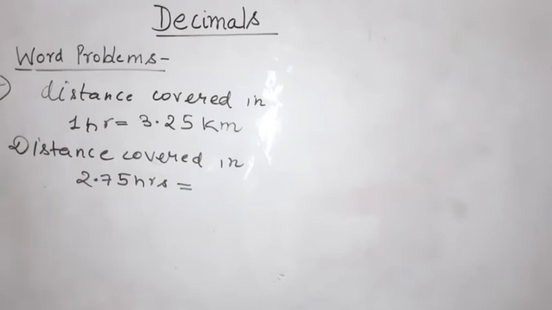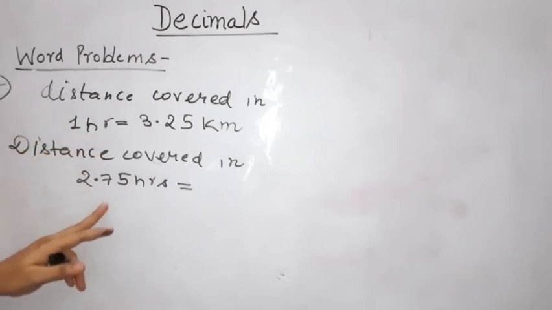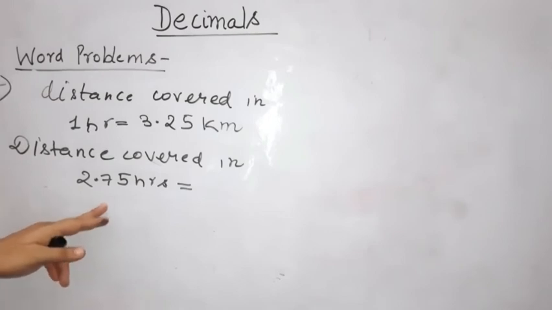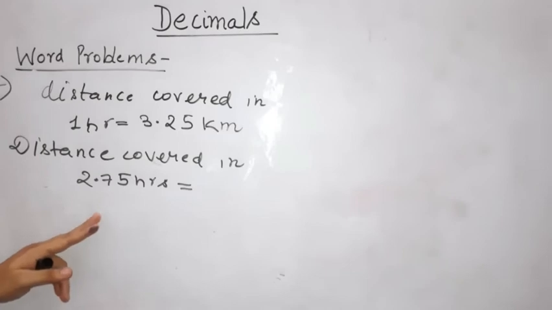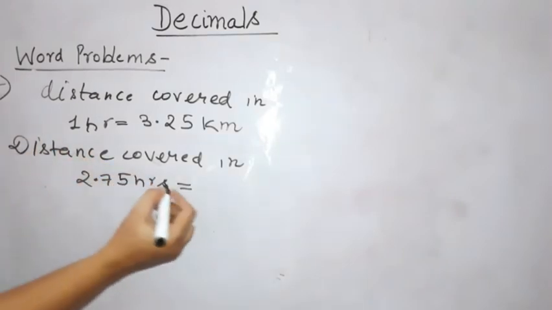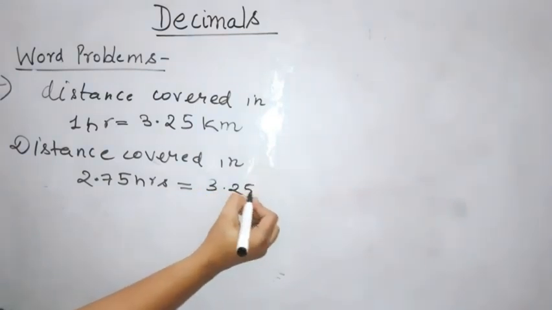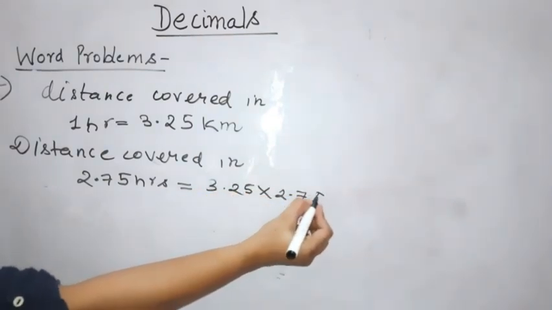Very good students. The distance covered by me is given in 1 hour. That means the price or the value of 1 is given to you. You have to find out for more. So M as in more and M as in multiply. Very good students. So we have to multiply 3.25 and 2.75.